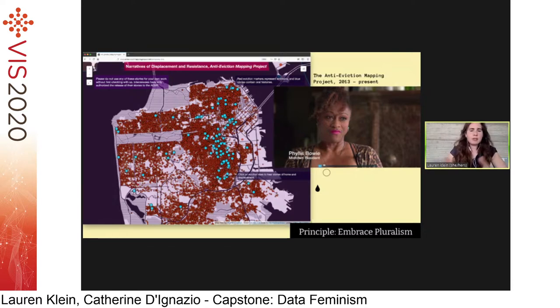So anyway, you can tell this is sort of like a DIY map, and I'm going to get to that in a minute, but just so you know what's going on, each red dot indicates a place where a person or a family was evicted. And the blue dots indicate places where the AEMP has also interviewed one of the people who was evicted from that place. And if you click on one of the blue dots, you get a link to one of these video interviews, like the one you see on the right, of Phyllis Bowie. She's a Midtown resident who's facing eviction.